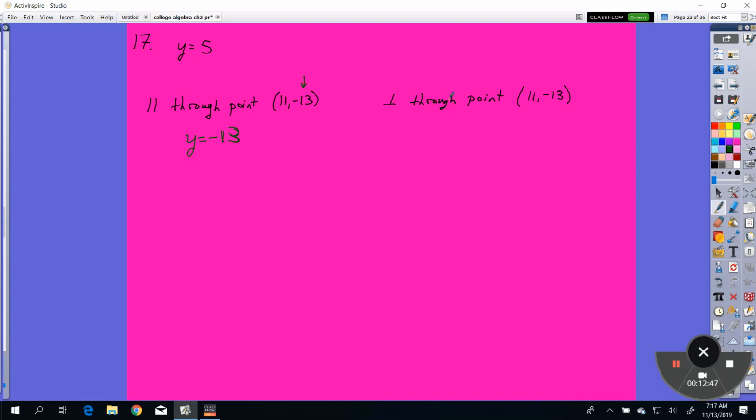If it's perpendicular, remember you have your xy axis. Well, y equals 5 is my equation of my line. Perpendicular is just an x equals. So perpendicular is x equals 11 because it has to go through that point. And so that's all you have to do on that problem.